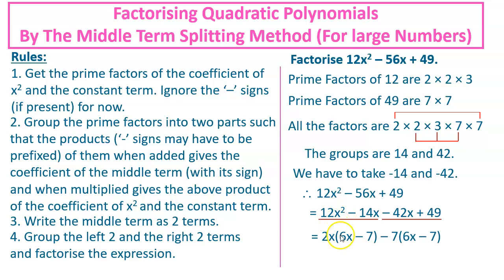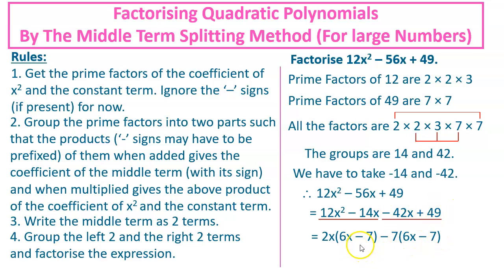From the first term, 6x comes within the parenthesis because 2x times 6x is 12x square, and from the second term, it is negative 7, because 2x times negative 7 is negative 14x. From the third and the fourth terms, negative 7 comes out as the common factor, and we have 6x from the third term and negative 7 from the fourth term.